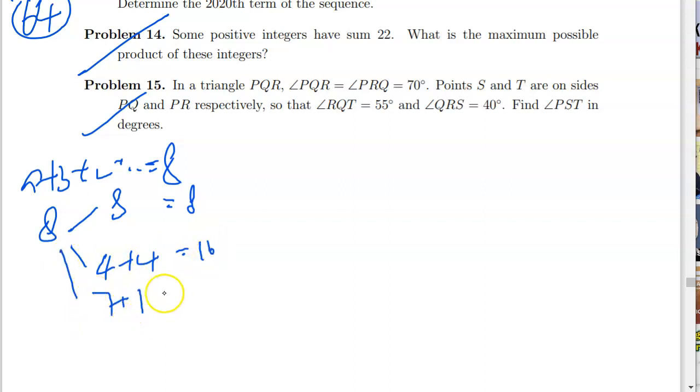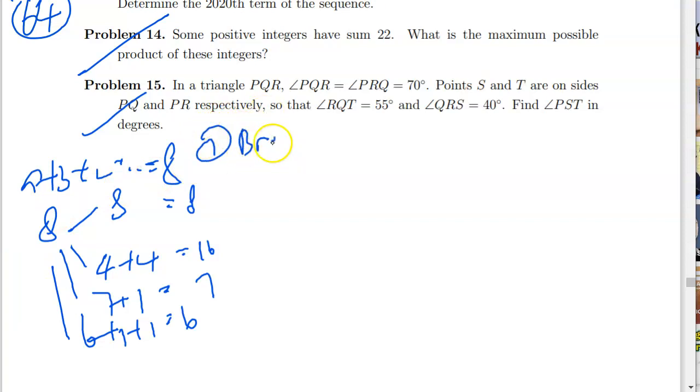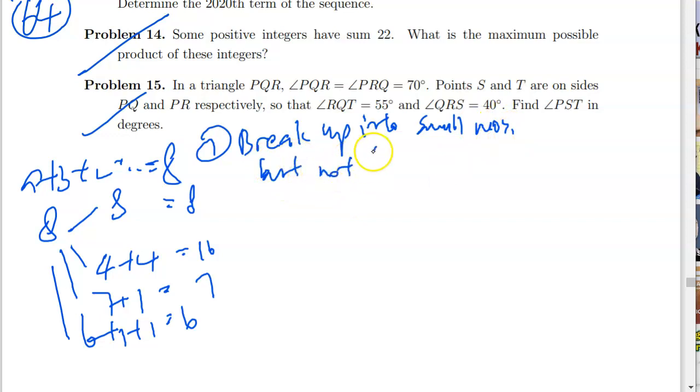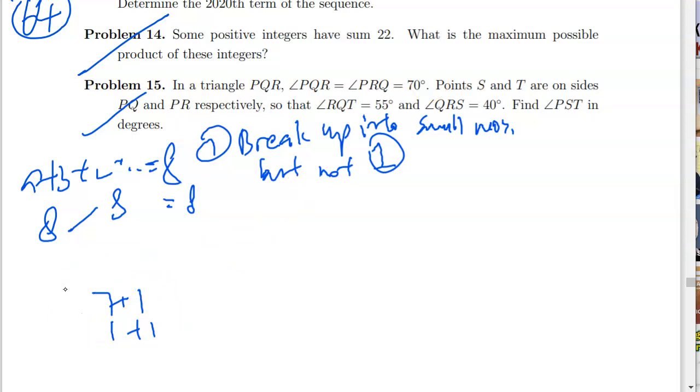So what about 7 plus 1? 7 times 1 is 7, but wow, this is actually smaller than 8. Then what about 6 plus 1 plus 1? This is 6, that's smaller. So here we can make our first conclusion, which is to break up into smaller numbers. But not 1, because if you break it up into a lot of ones, the product will still be the same. There won't be any growth. There won't be any increase for the total product. So this is our first step to be aware of.